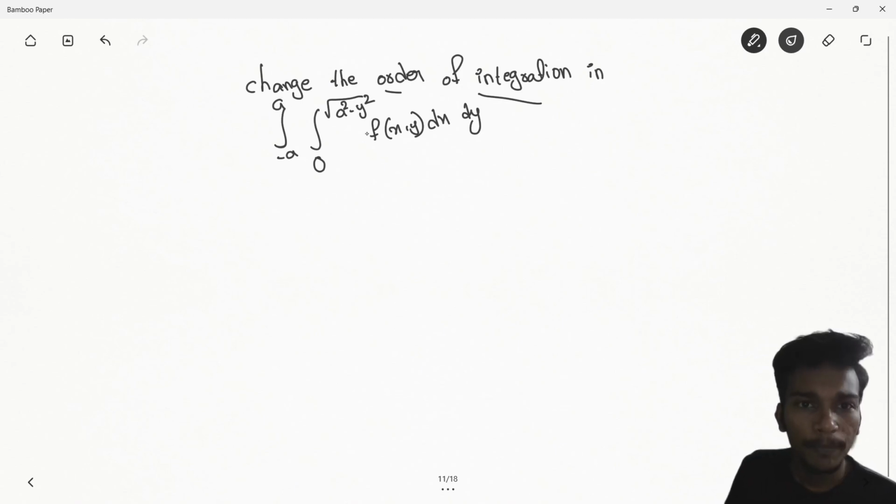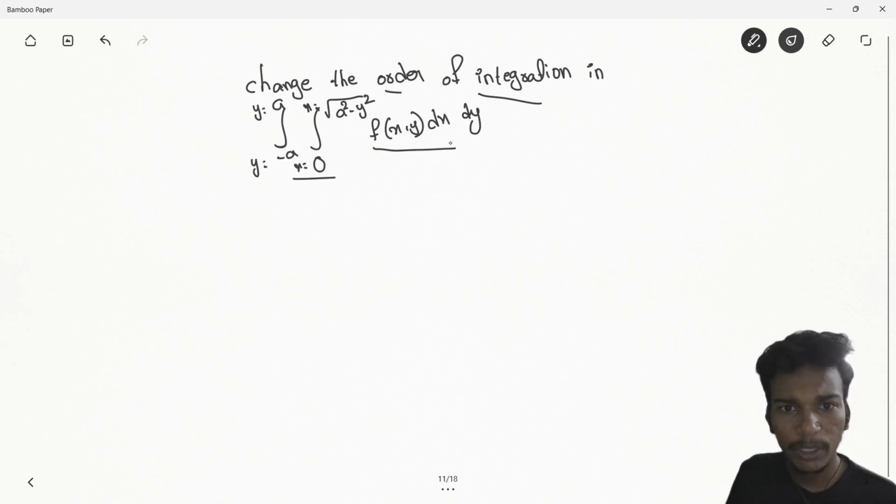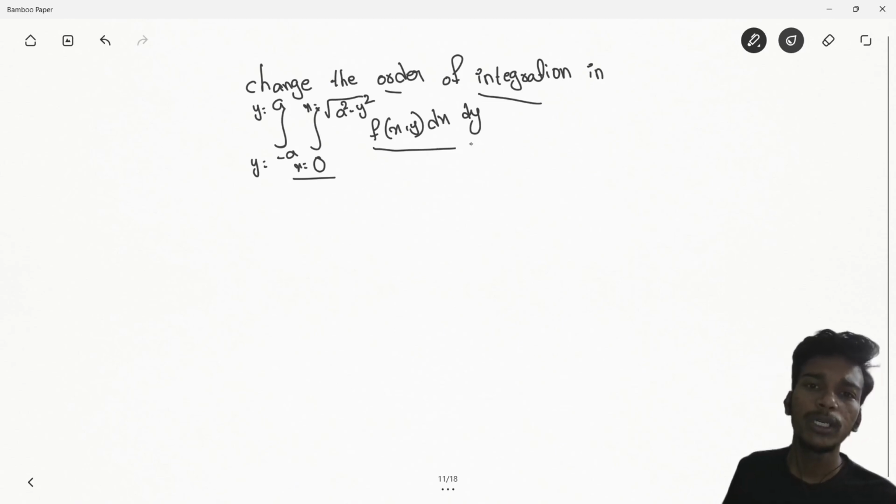That means here the limits are x equal to, as we discussed in the previous problem. By looking at the limits itself, we are going to get the idea of which function these limits belong to, right? From that analogy I'm directly writing, the limits are from x equal to 0 to x equal to under root of a square minus y square, and y is equal to minus a to y is equal to a. Here we are integrating first with respect to dx, then with respect to dy. Now we will try to change the limits of this whole integral, then we will try to integrate in a different manner.